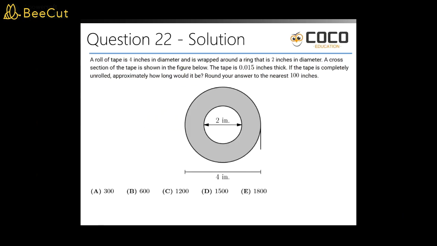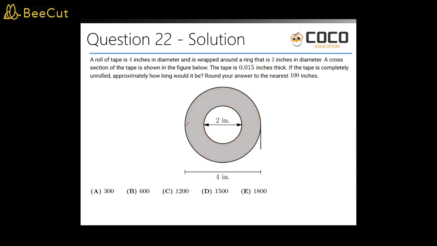Now, for question 22. So this roll of tape is wrapped around the center. And so the shaded part refers to the tape. It says that this is 0.015 inches thick. So now we can just assume that these different circles wrap around each other. So for simplicity, we'll say that these are the circles, layer after layer. And let's check how many layers are there in total.